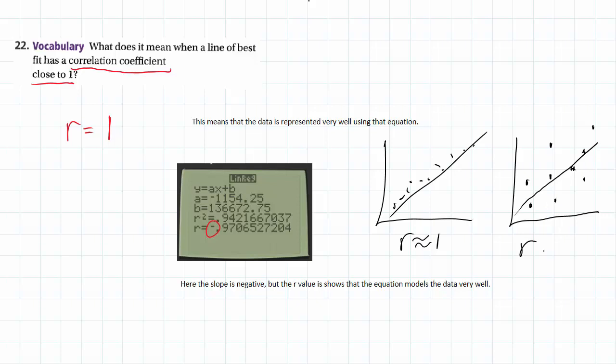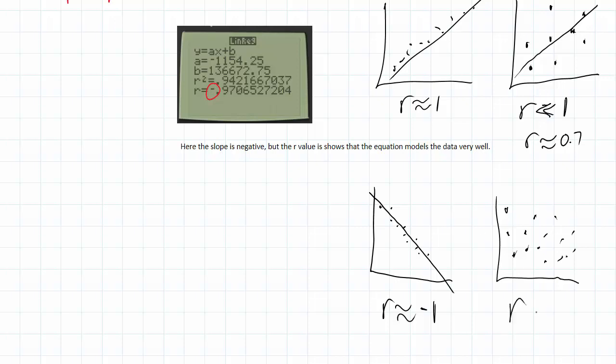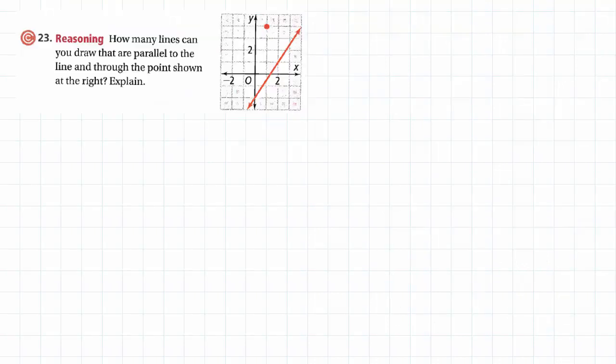But if your data is really spread out, your correlation coefficient is going to be a lot less than 1, like maybe 0.7 or maybe even lower. If your data has a downward slope, but the points are close together, then you're going to have a correlation coefficient pretty close to -1. If your data is super spread out, your correlation coefficient is going to be really bad. It's going to be really close to 0. So that's what the correlation coefficient says.